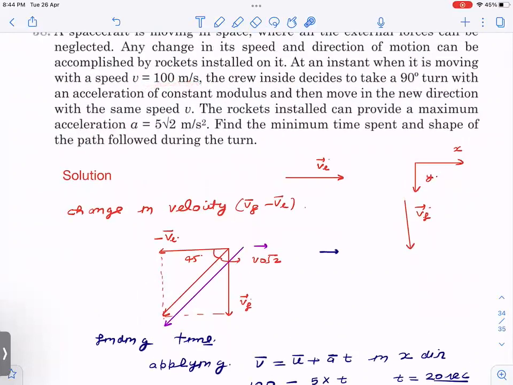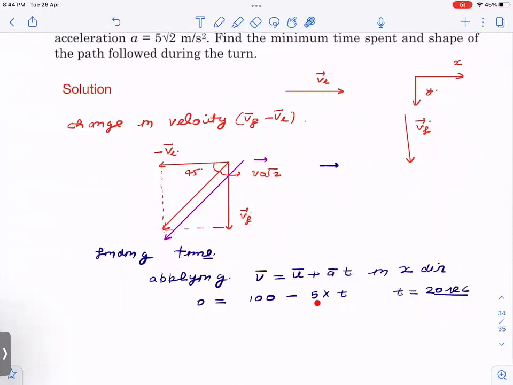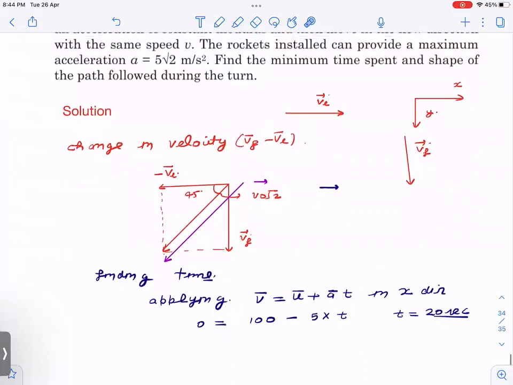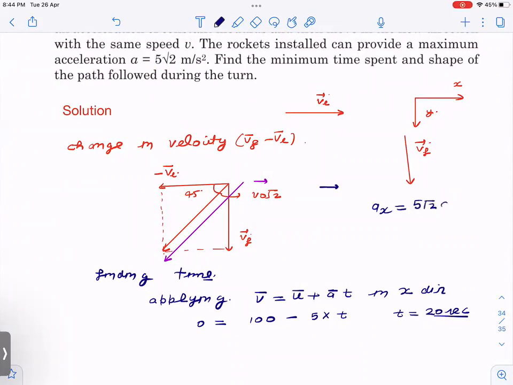See the value, and minus 5. Why 5? Because acceleration is 5√2. It is in this direction. Its X component is, let me write here, Ax is equal to 5√2 cos 45. So it is 5 meter per second square. This is Ax. This is basically retardation. So minus 5 into t. So you get t equal to 20 seconds.